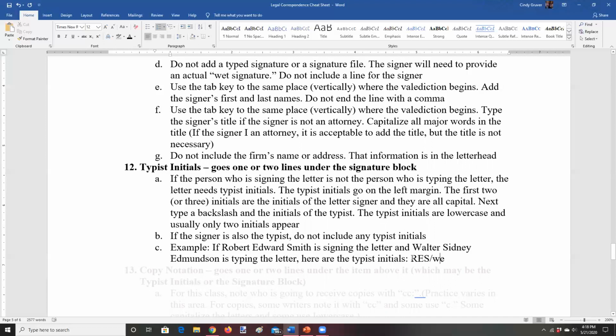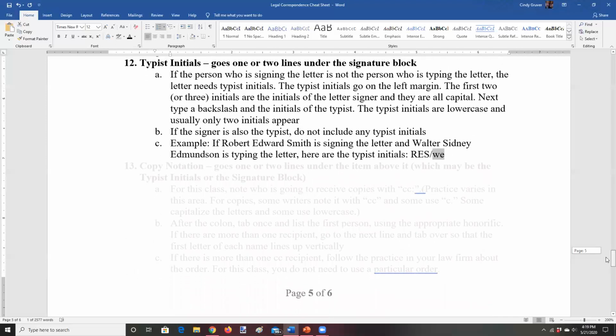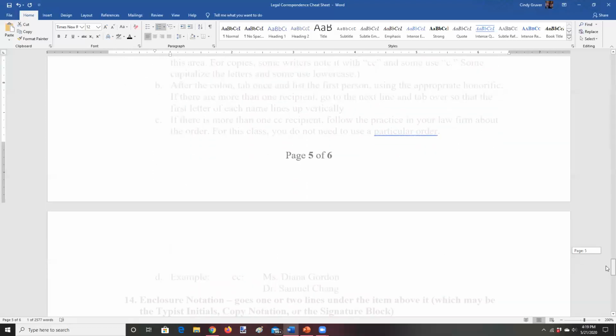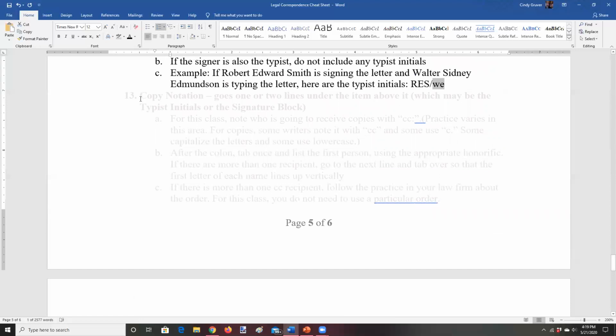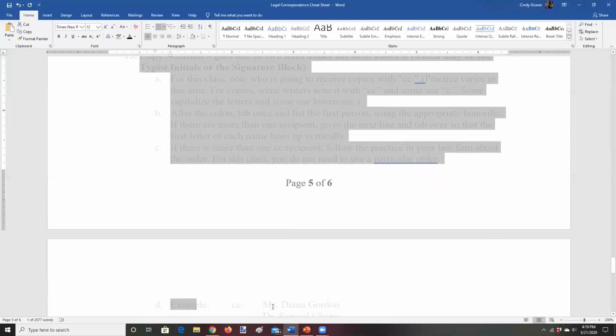You need to have the signer first, you need to have the backslash, you need to have the typist second, you need to have the signer's caps, you need to have the typist lowercase. That's how you work. Pretty common for people to mess this up, so I wanted to flag that. Spend a little time with this. Be sure to write all this information down because you may not have been exposed to it before, and it's helpful to know what's going on so that you won't miss out on points.